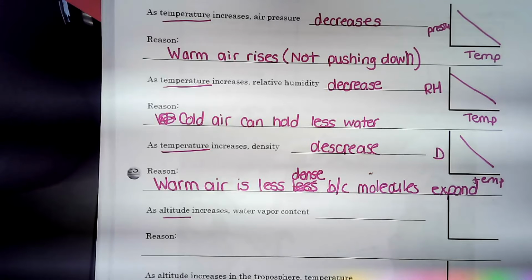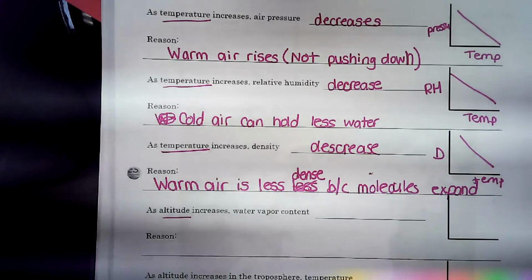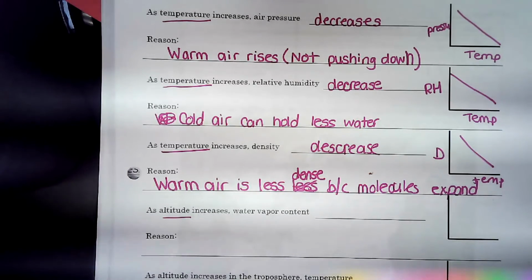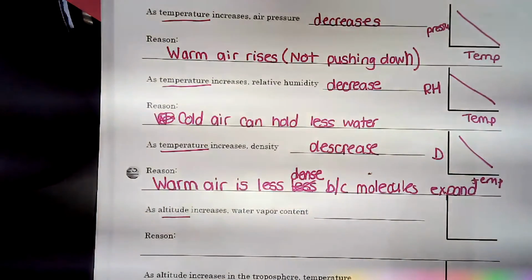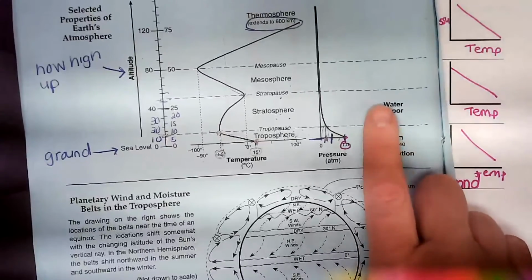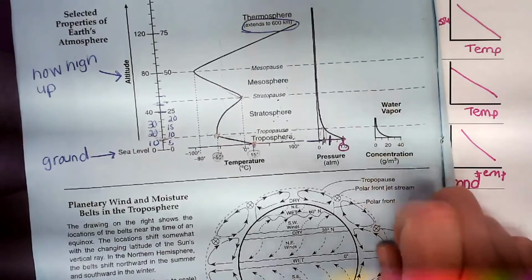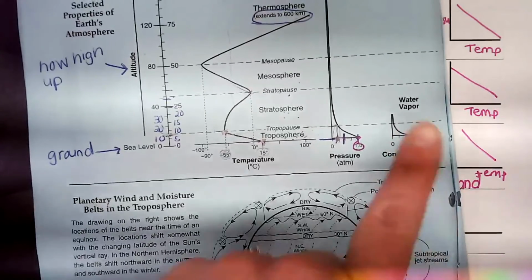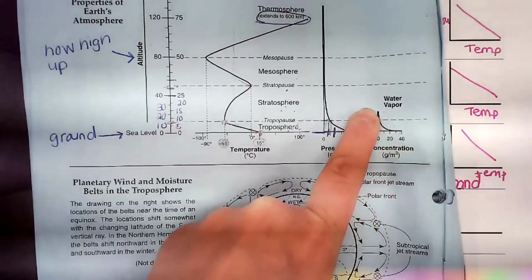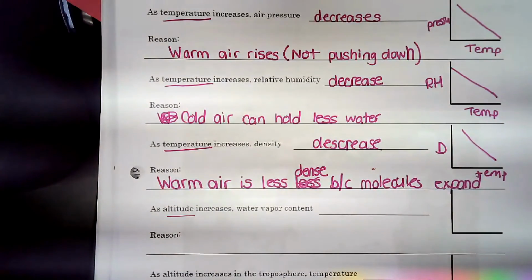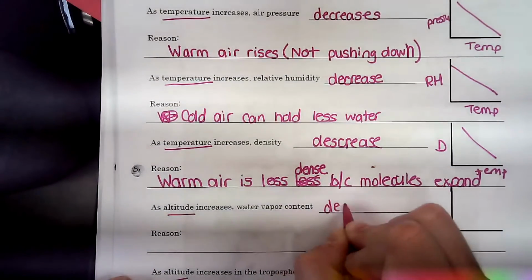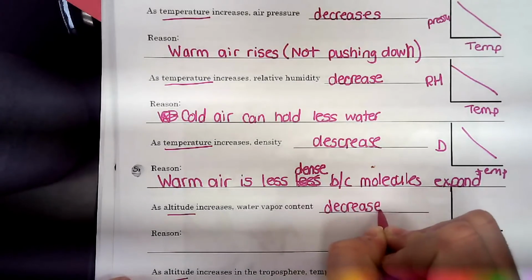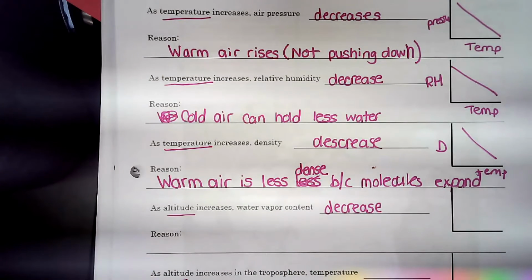Now, you could have gotten the answer to the next one off of your ESRT page 14. I did tell you that, and honestly, that would have been a good explanation. Page 14 right there tells us, as we get higher in the atmosphere, what happens to the water vapor? It starts on the ground at 40, goes up to 0. So it does decrease. But we really want to know why.